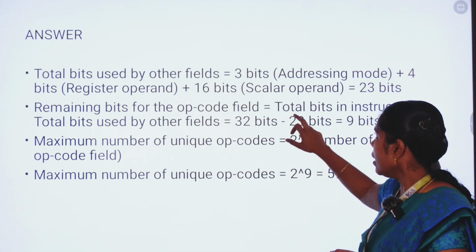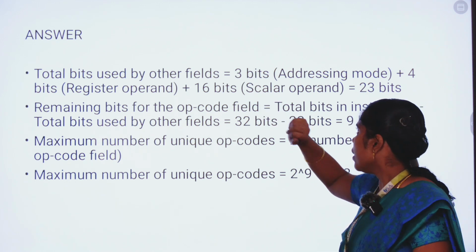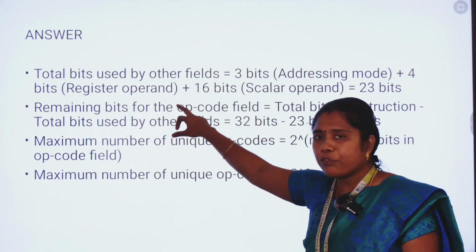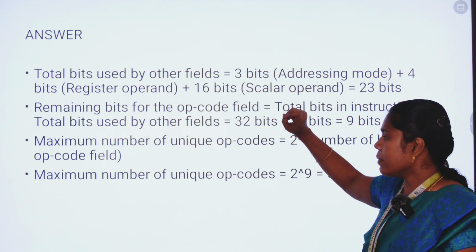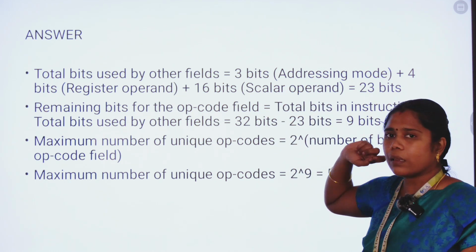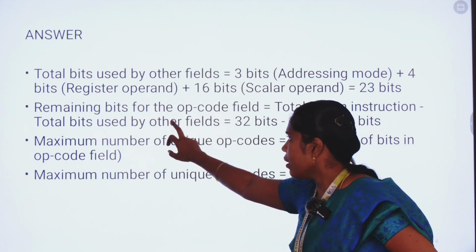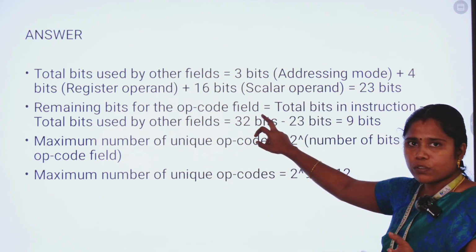So what is the data given? 8 addressing modes is 2 power 3, so 3 bits for the addressing mode. For the register, you have 4 bits, and 16 bits for the scalar. Summing all this up, we get 23 bits in total. So 23 bits are used. Now we need to find the remaining bits that can be used for the opcode.